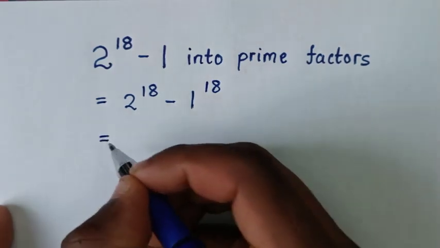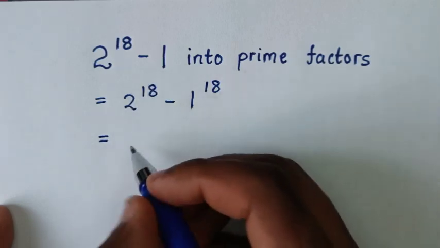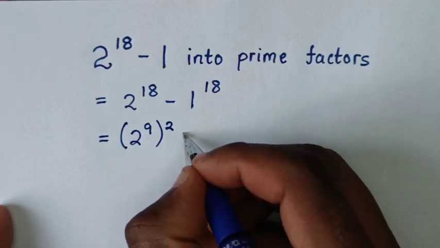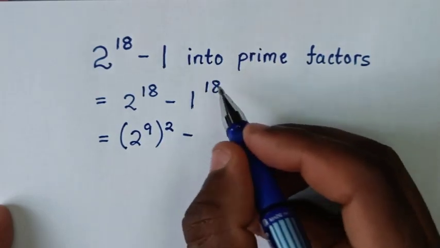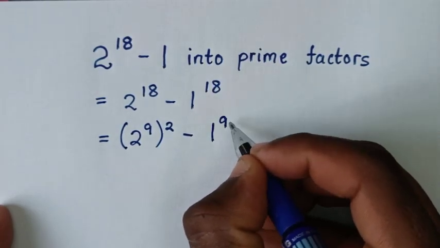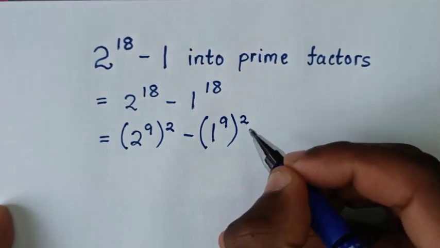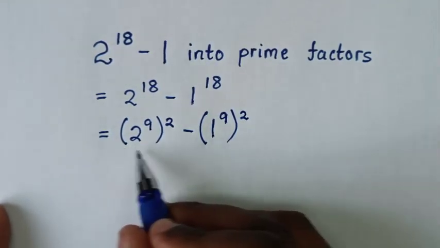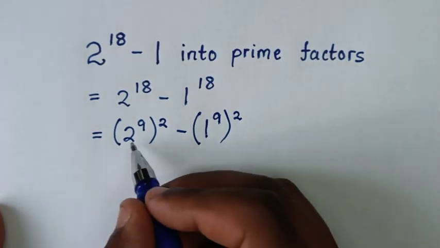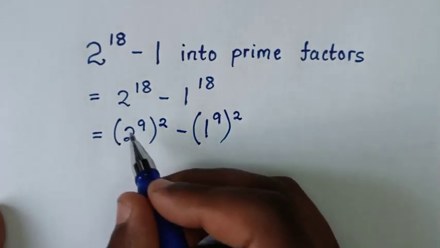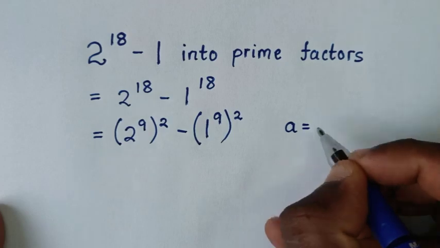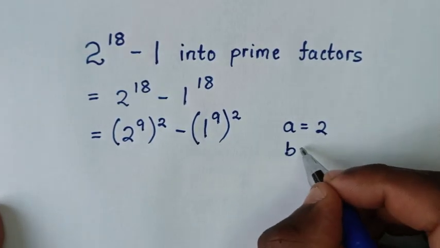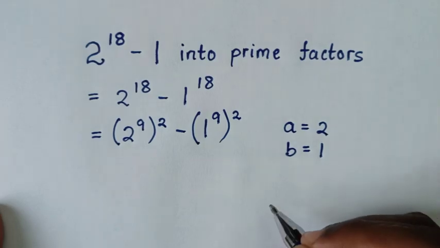So it will be equal to 2 power of 18 into square, it is 2 power of 9, then bracket square, minus 1 power of 18 into square, it is 1 power of 9, then bracket square. Now it is in the form of a perfect square. So we'll let a be equal to 2, and b be equal to 1.